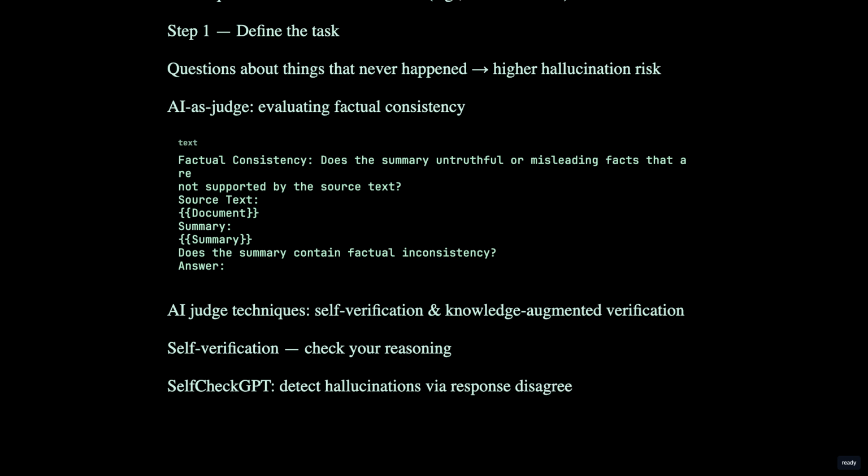SelfCheckGPT evaluates a response by sampling new responses from the model and measuring how consistent it is with those outputs. The core assumption is that if it disagrees with many alternatives, it's likely hallucinated, but generating many alternatives makes this approach computationally expensive.